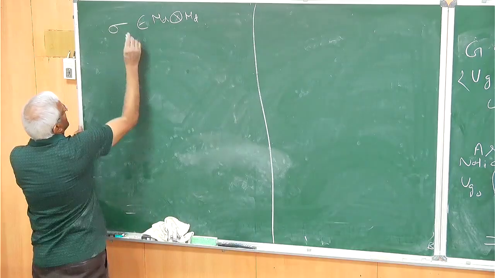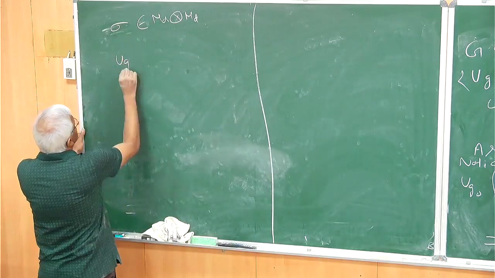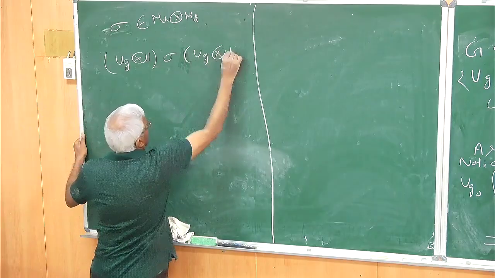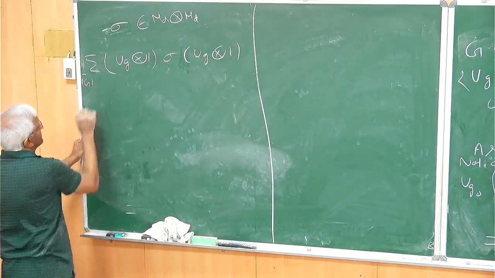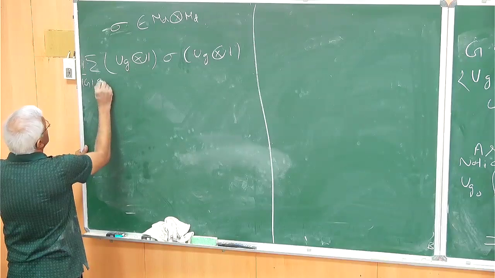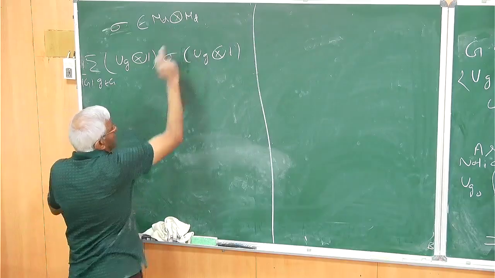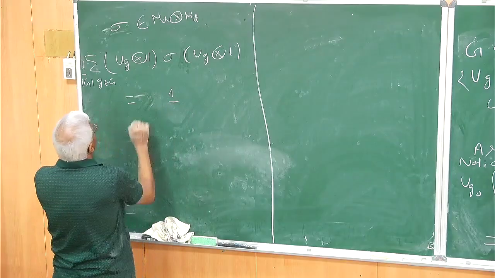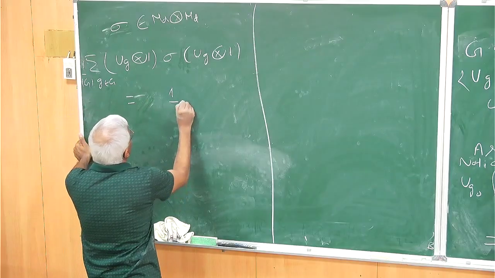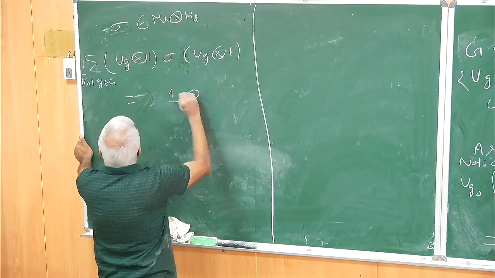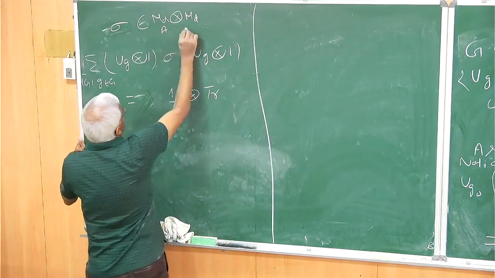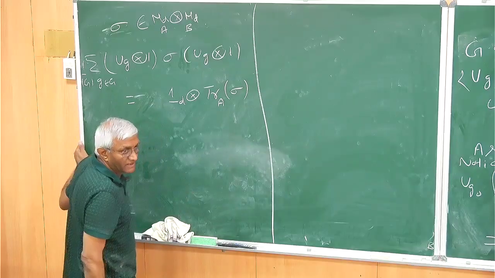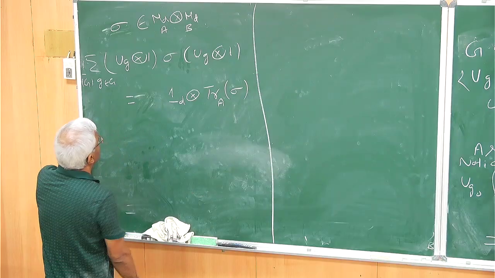You take sigma, a state on this. Then you take U_g tensor 1, sigma, U_g tensor 1 star, and the summation 1 by mod G over g in G. This is equal to 1 by D, identity in the first entry, tensor the partial trace, trace over A of sigma. Call the systems A and B. So you get the B entry here.